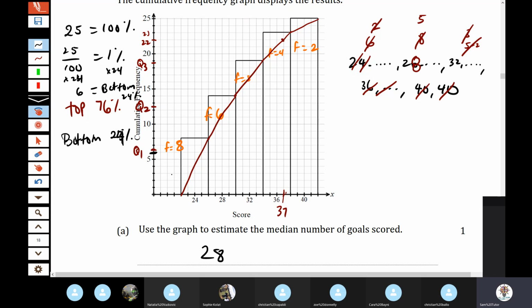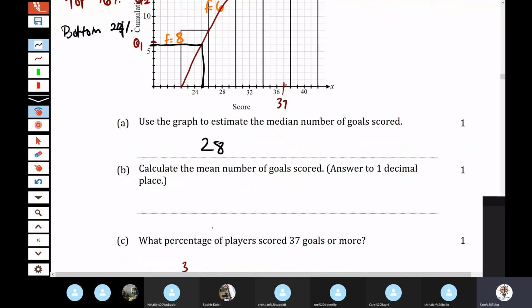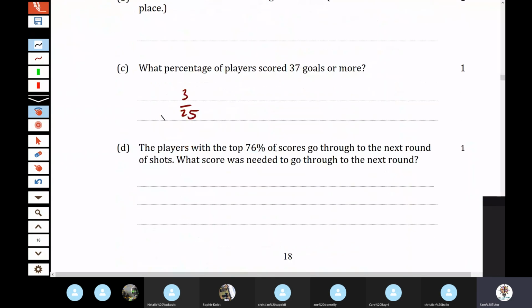Which we kind of know because we just worked out ourselves Q1 was 6.25. So a bit under it kind of makes sense. Go across, touches the line right there. What score is it? 25. You needed to get above 25 to be in the top 76%. What score was needed? 25 and above.